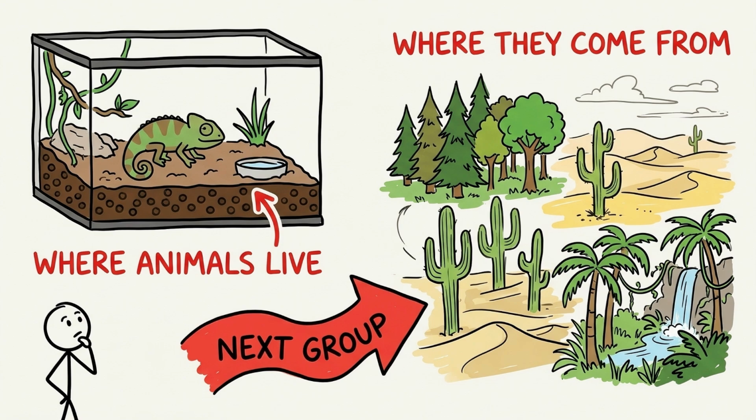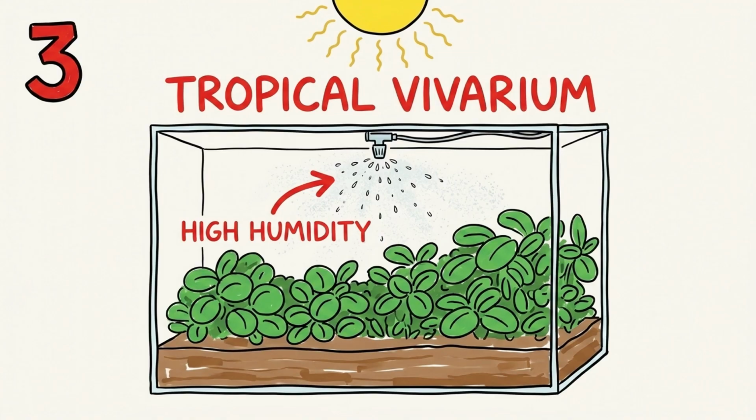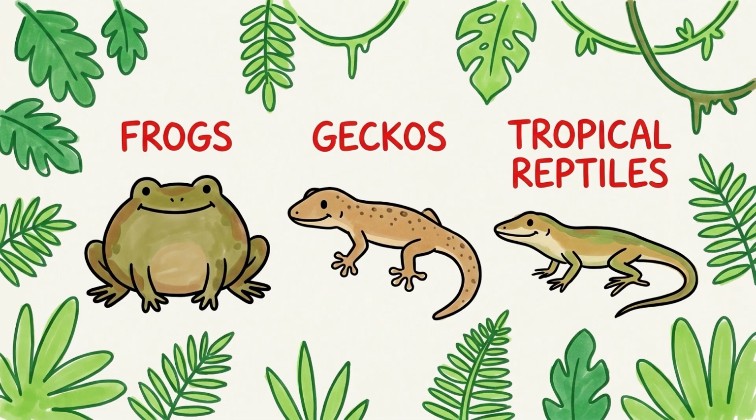So far, we've focused on where animals live. The next group focuses on the environment those animals come from. Climate-based vivariums, classified by the environmental conditions they replicate. 3. Tropical vivarium. A tropical vivarium replicates the conditions of a rainforest: warm temperatures, very high humidity, dense live plants, and automatic misting systems. It supports a wide range of frogs, geckos, and tropical reptiles.